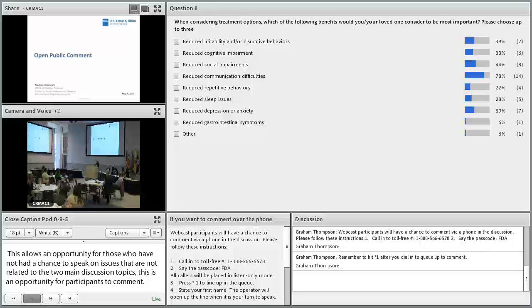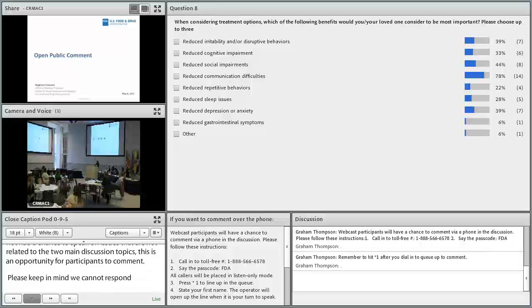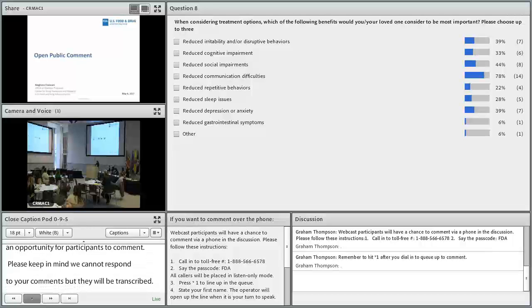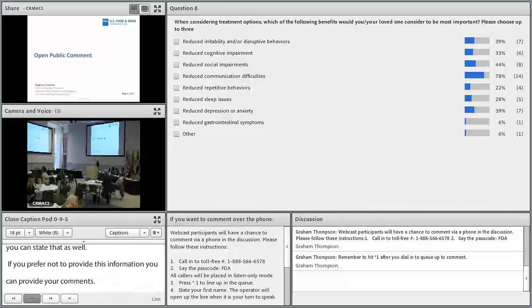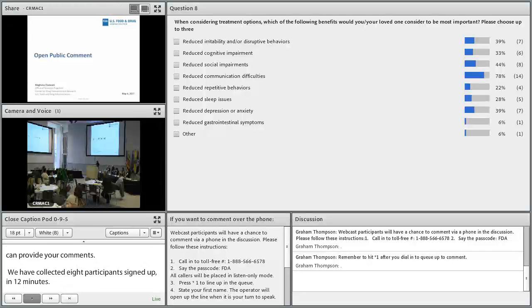Since we would like this to be a transparent process, we highly encourage you to note any financial interests that you have that are related to your comment. If you do not have such interests, you may state that for the record as well. And if you prefer not to provide this information, you may still provide your comments. We have collected sign up before the meeting and during the break. We have 8 participants signed up and about 12 minutes for this session, so please be respectful and stick to the 2-minute time limit. I will be keeping track of time, so if you approach that 2 minutes, I will be asking you to wrap up.